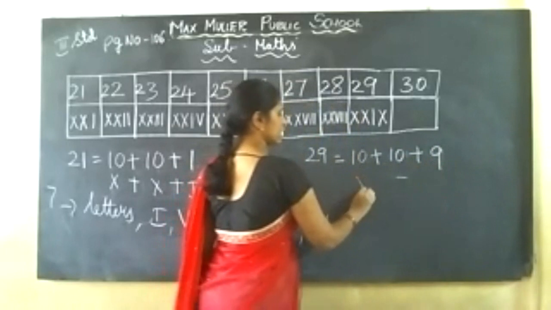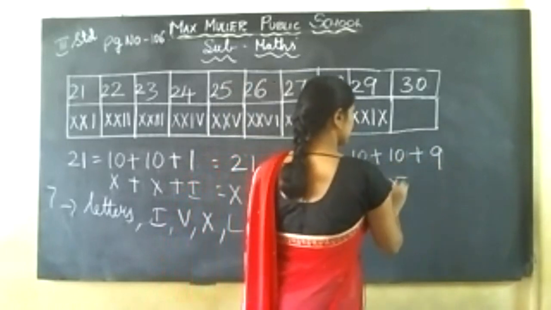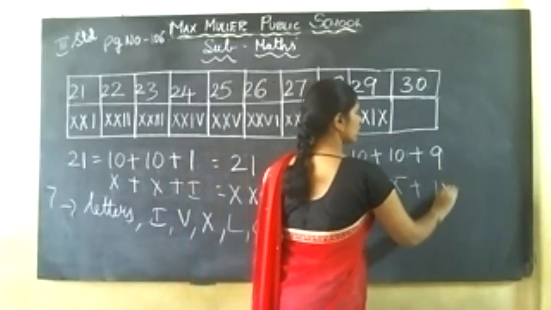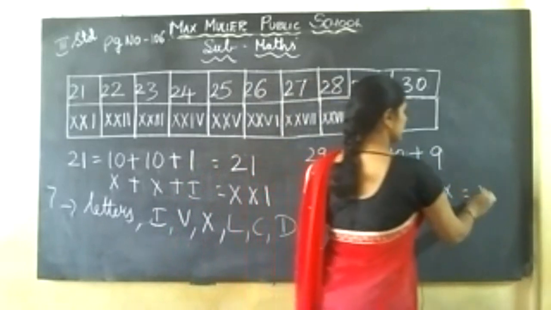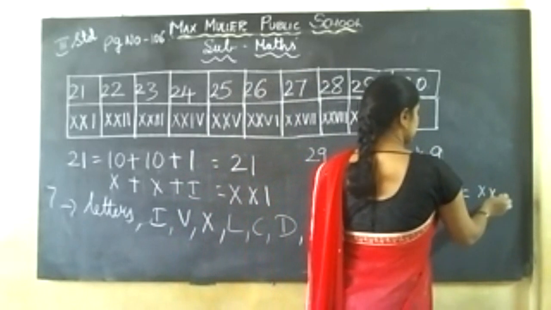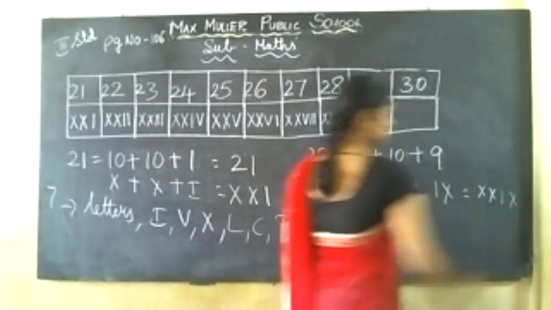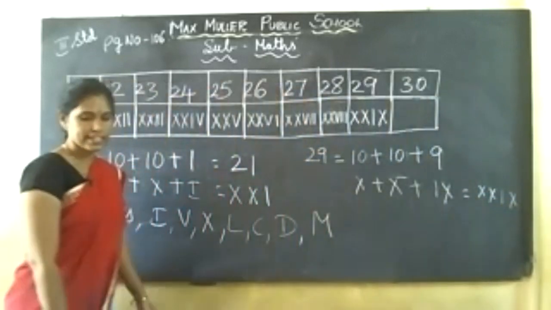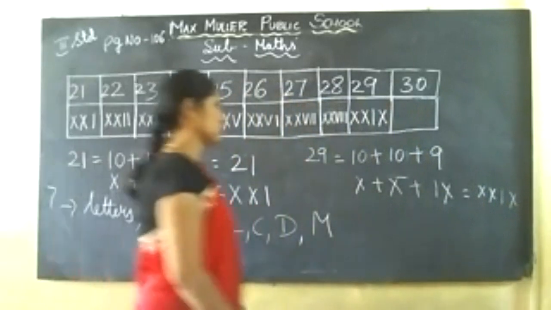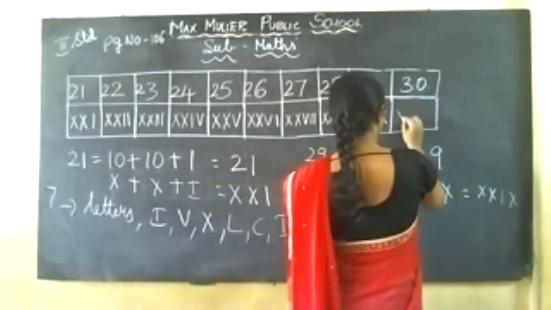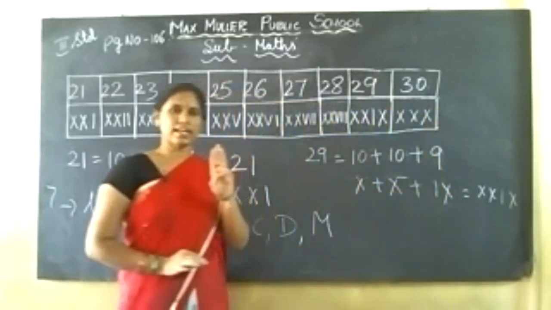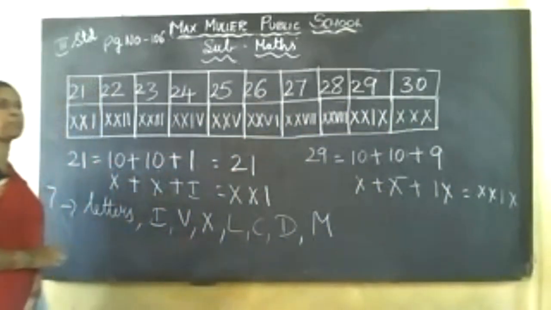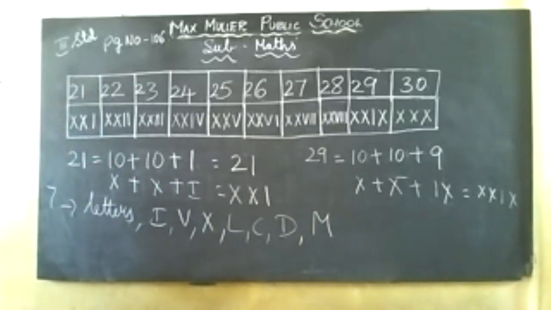So for 10 we'll write X. Another 10 we will write X, plus 9. How will you write 9? I will write, then we'll write X. So when you add this one, X, X, I, X. Understood? Next, last one is 30. So 30, how will you write? X, X, X. 3 times we have written X. Not more than that. We cannot repeat the letters.